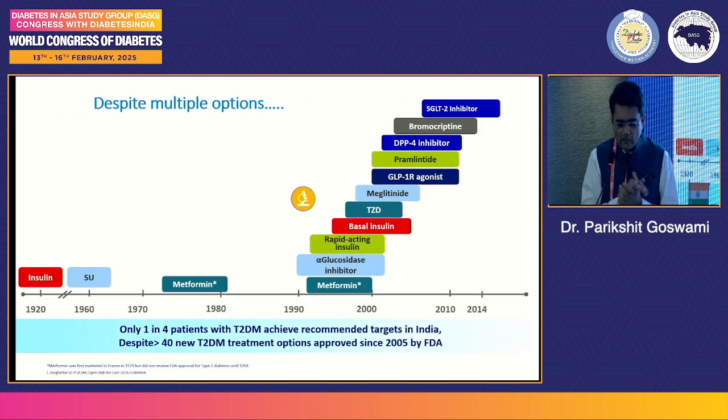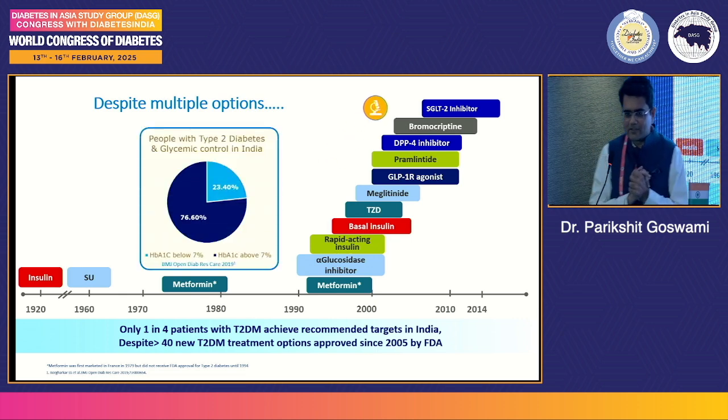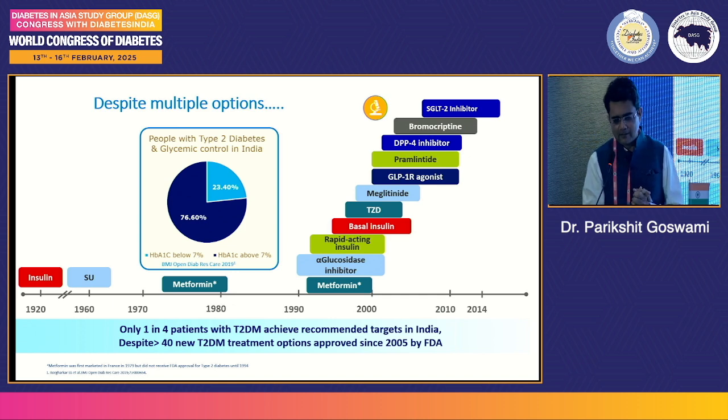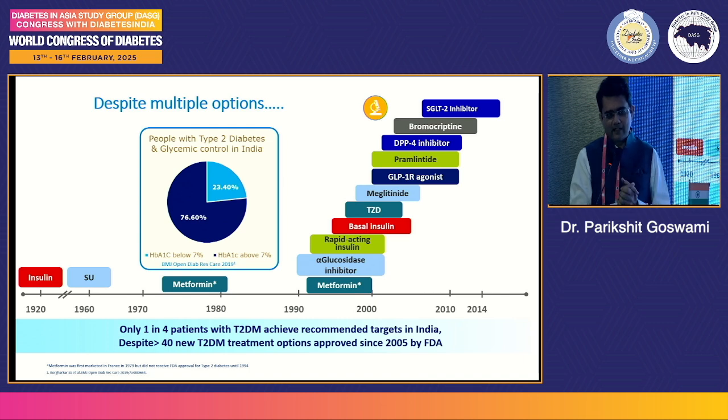Now, this slide is for my first speaker, Dr. Alkaben. Despite the multiple options we have, only one-fourth of the patients achieve good glycemic control. And my first slide was that in India, 1 out of 4 deaths is attributable to cardiovascular disorder. So, do you think the vascular problem is bigger than the glycemic problem?